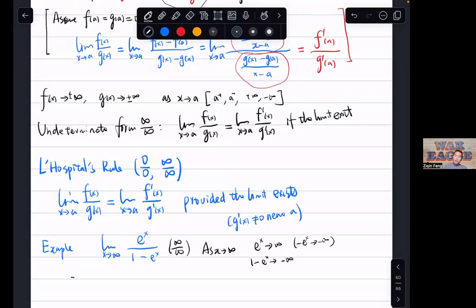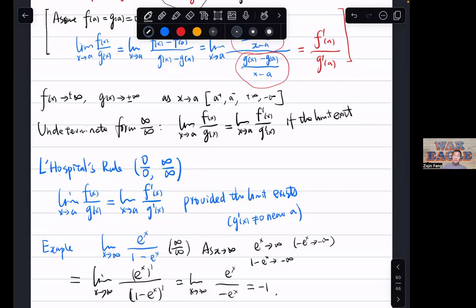So we apply L'Hopital's rule. So this is the same as, as x goes to infinity, the derivative of the numerator over the derivative of the denominator, right? So this is the same as, as x goes to infinity, e to x over negative e to x, right? e to x over negative e to x, we can simplify that. That's negative 1, so the answer is negative 1, right? So this is what we are doing, right?